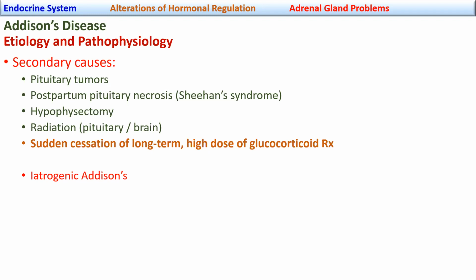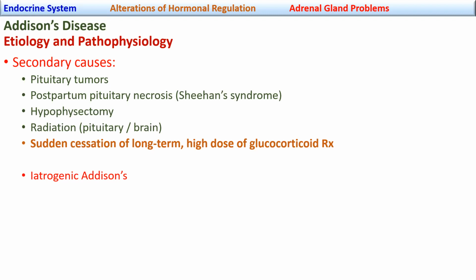Other secondary causes: here, most of the cases will develop Addison's disease because of the sudden cessation of long-term steroid therapy, in which patients were on a high dose of steroid therapy.